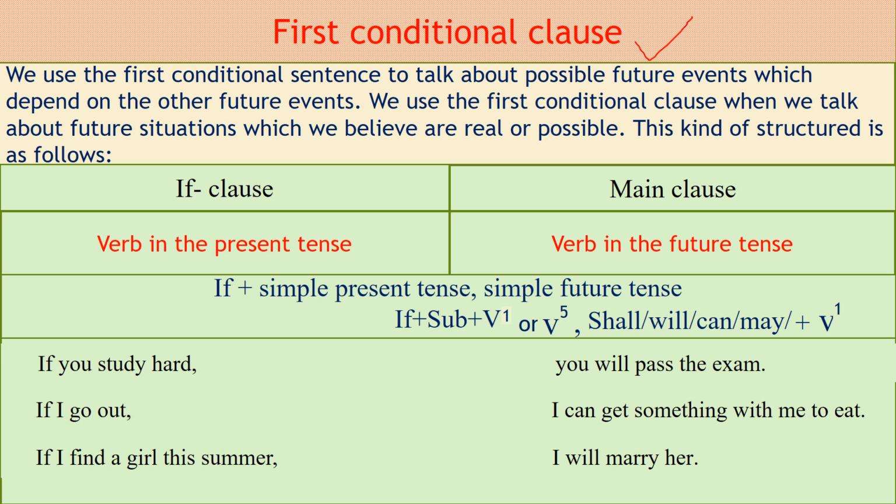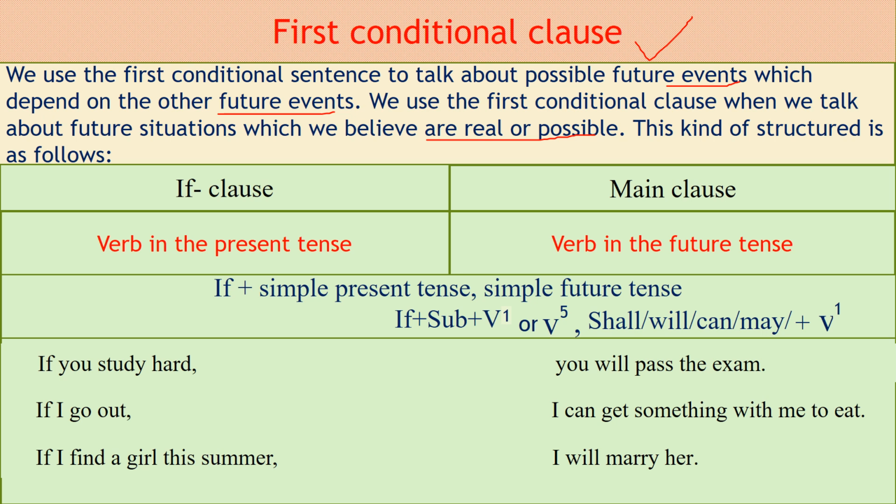First conditional clause. We use the first conditional sentence to talk about possible future events which depend on other future events. We use the first conditional clause when we talk about future situations which we believe are real or possible. So the first conditional clause shows one future event or situation depends on another future event or situation which we really believe.